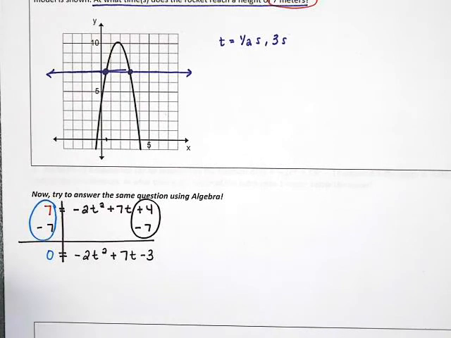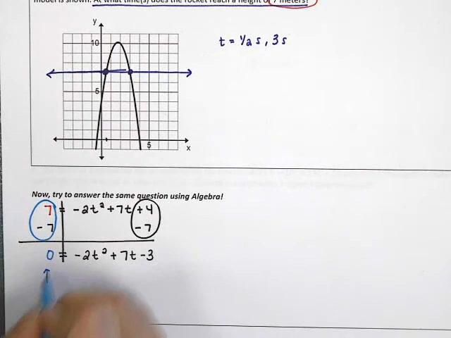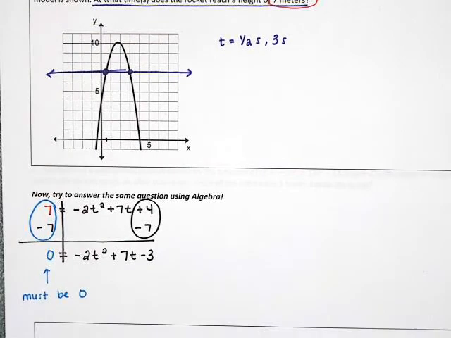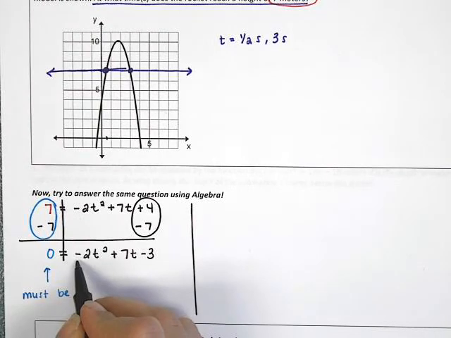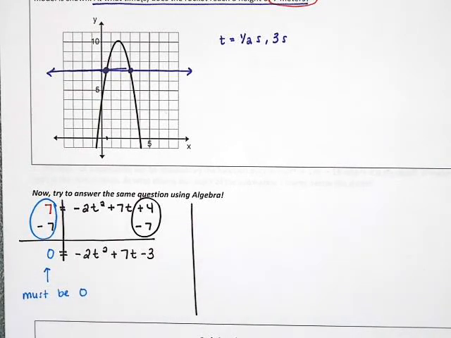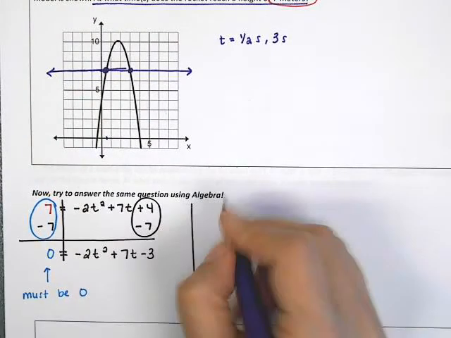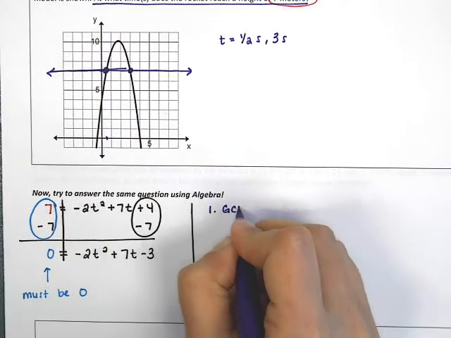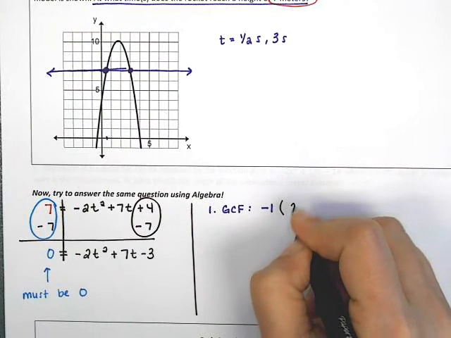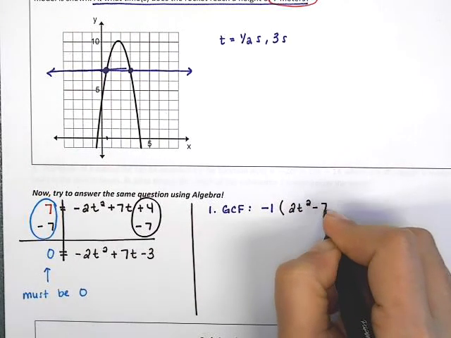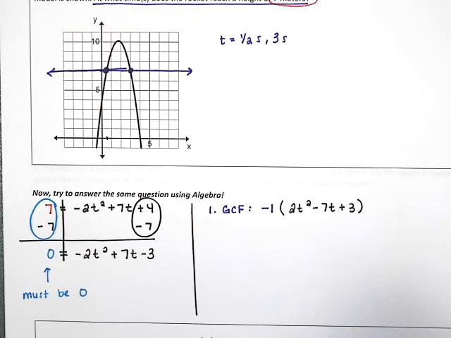Once I have an equation that equals 0, so this side of the equation must be 0, what I'm going to do is use factoring to solve this. So I know that as soon as I see a negative coefficient, my first job is to factor out that leading coefficient of a negative 1. So the first thing I'm going to do is the GCF, which in this case would be negative 1, and what's left would be positive 2t squared minus 7t plus 3.